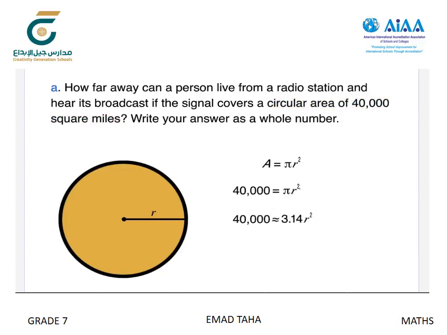Listen and look for students who solve the equation by dividing both sides by pi and then taking the square root of both sides. Ask students to explain why the radius of the circle can only be approximated and not calculated precisely. Listen and look for students who explain that pi is an irrational number. 3.14 is its approximate value, not its exact value. Another reason is that the measurement of 40,000 square miles is likely an estimate and not stated precisely.